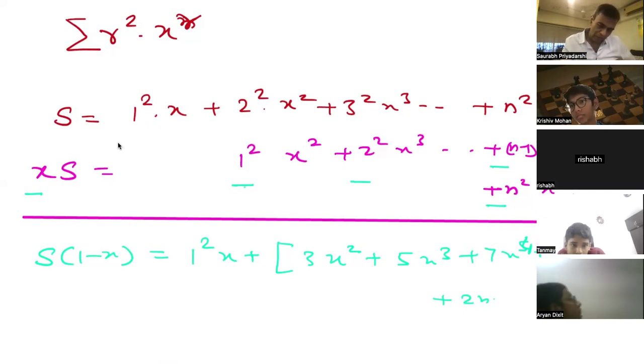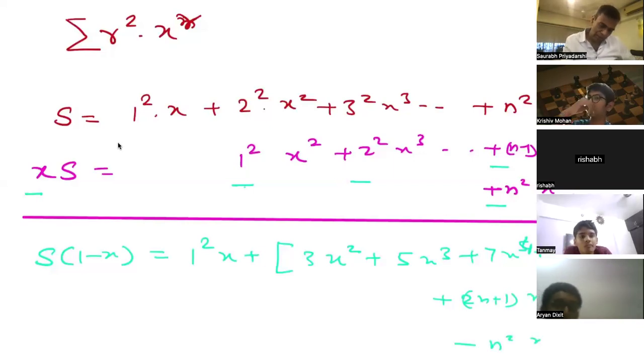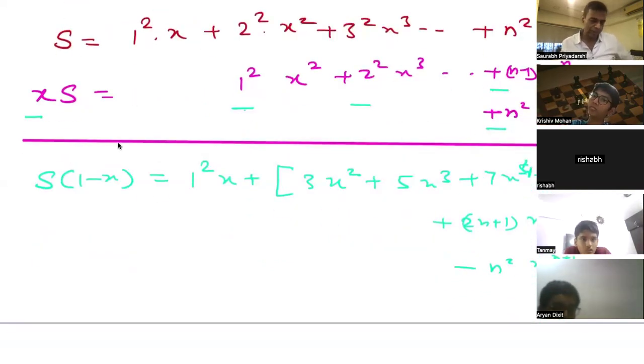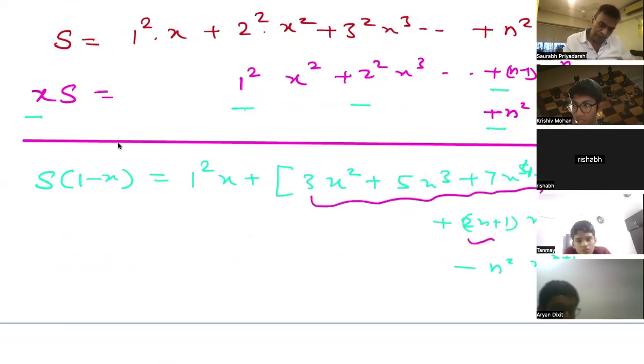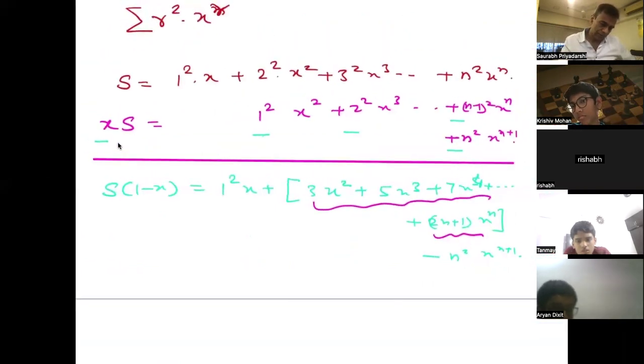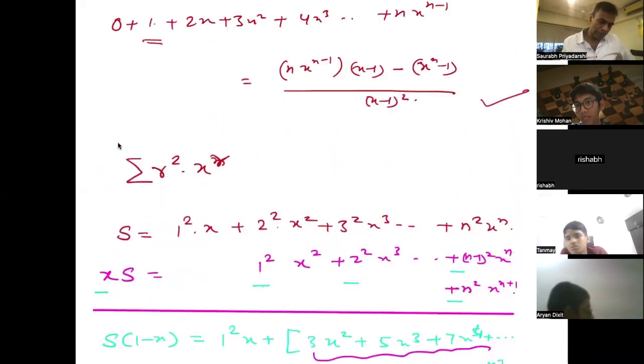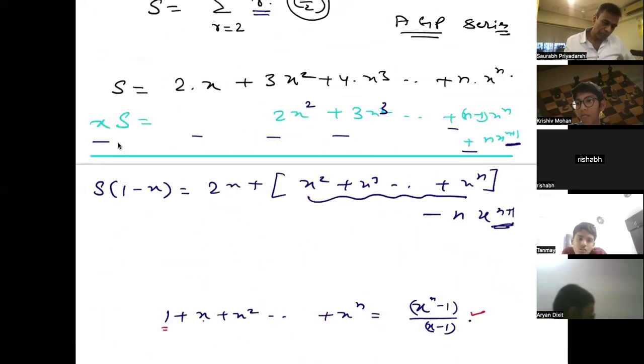N square cancel out, 2n minus 1 plus 1 x to the power n minus n square x to the power n plus 1. Is this okay? And we have already found this. Now, this is the series we have already worked on.